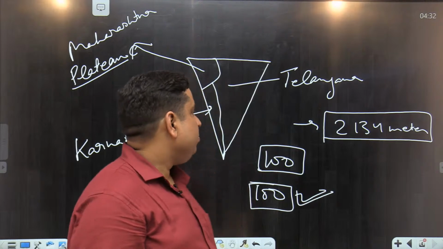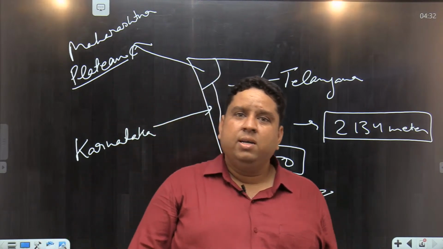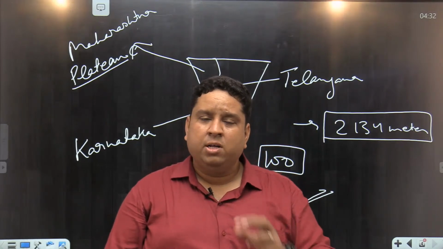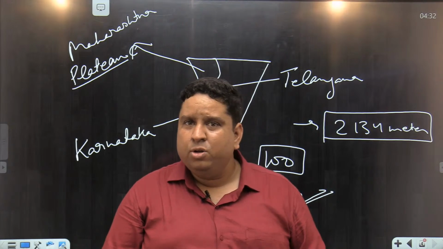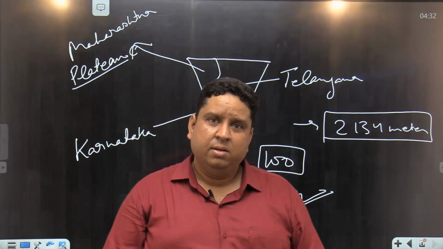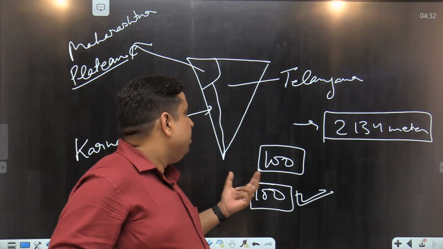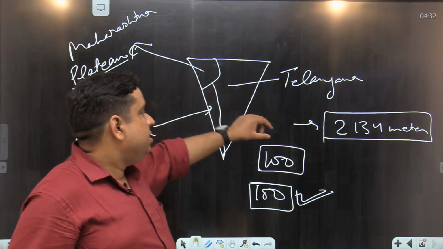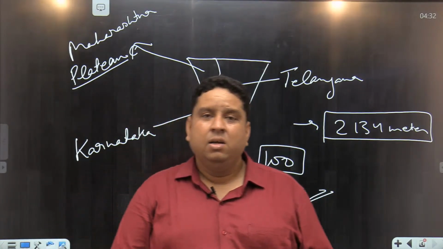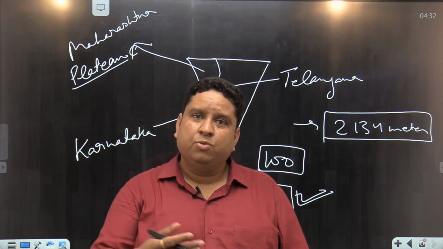Then, now the question arises that in South India, nowhere else we are able to locate any volcano. Do we have any volcano in South India? No, we don't have any volcano in South India. So when we are not having any volcano in South India, then how come this thick layer, that is 2,134 meter thick layer of lava, got deposited on this region? What is the source of this lava?